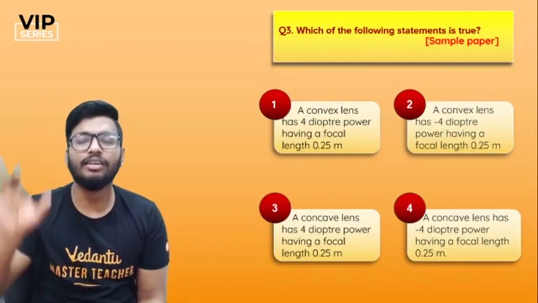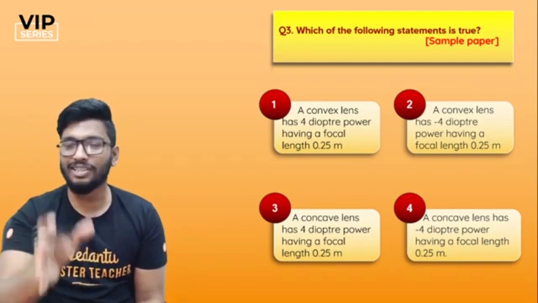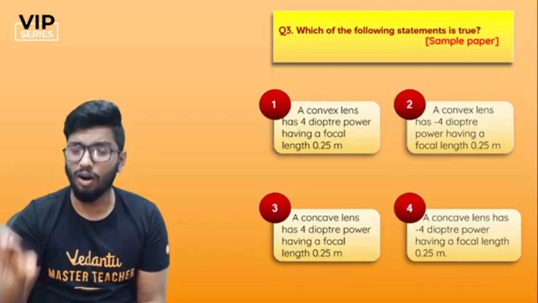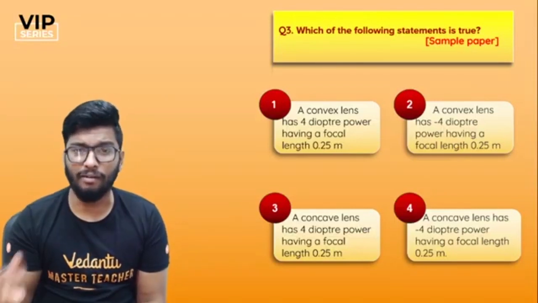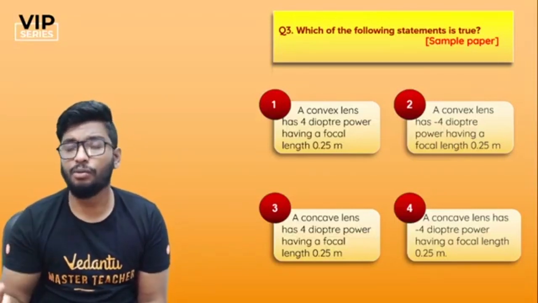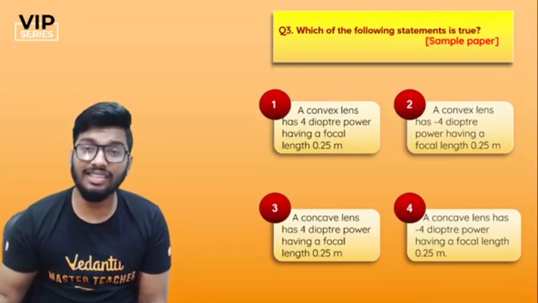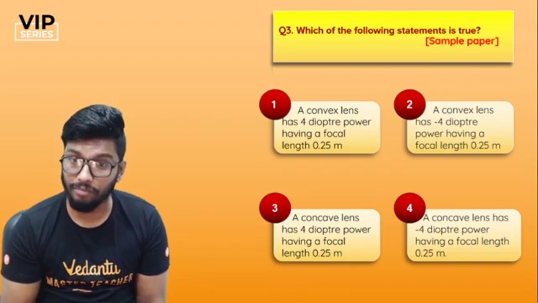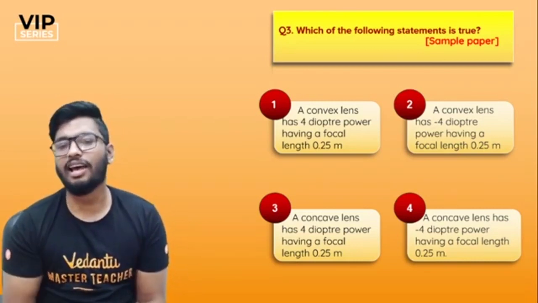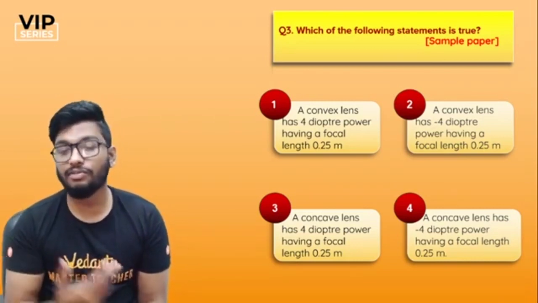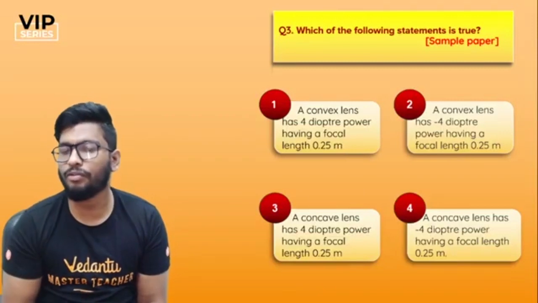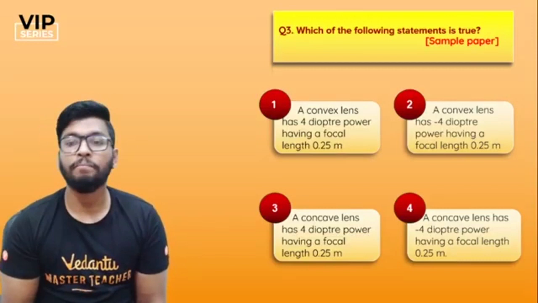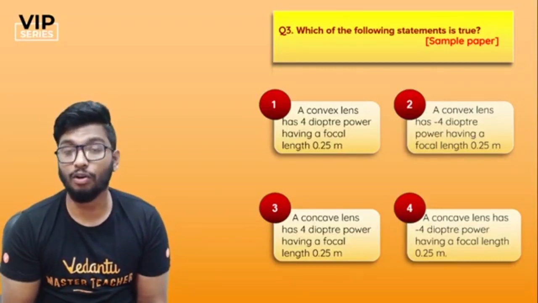It's a very simple question taken again from a sample paper. The question is, which of the following statements is true? Options. A convex lens has 4 diopter power, having a focal length of 0.25 meters. A convex lens has minus 4 diopter power and having a focal length of 0.25 meters. A concave lens has 4 diopter power, having a focal length of 0.425 meters, and a concave lens has minus 4 diopter power, having focal length 0.25 meter.